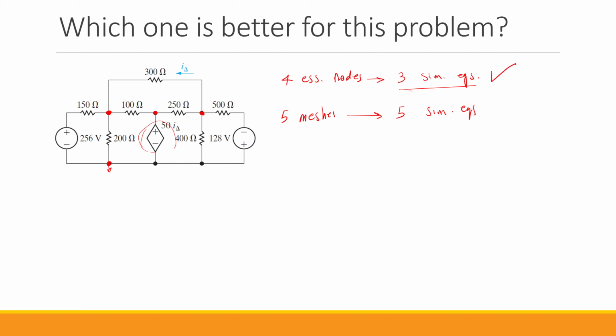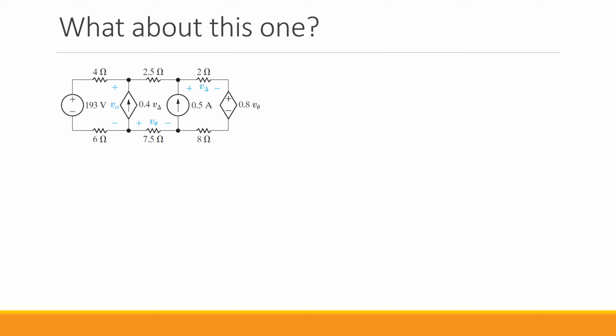So let's just take a look at another circuit. I will do the same for this one too. So let's just count the number of essential nodes. This one is not an essential node. It is the point of contact of 2 elements only. This one is the same. This one is an essential node. This one is also an essential node. This one is an essential node, and this one is also an essential node.